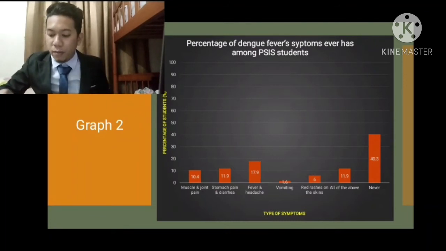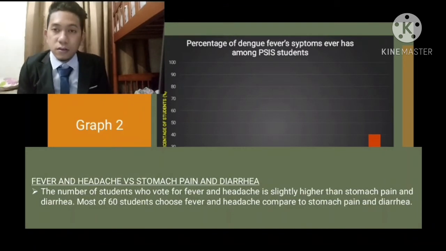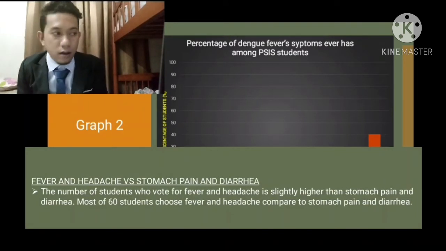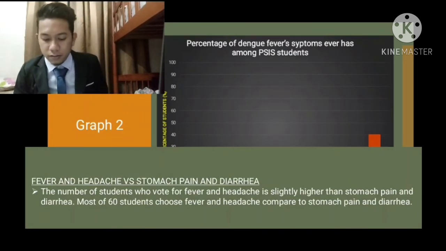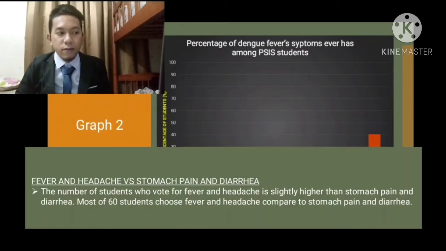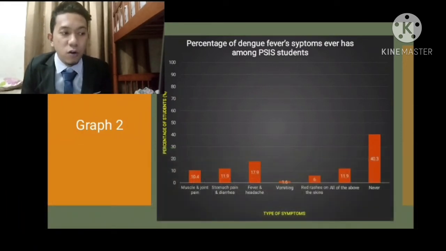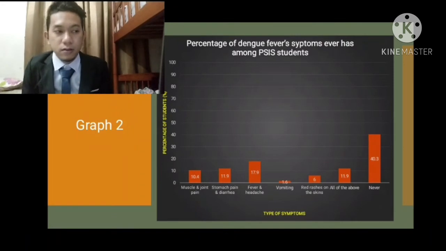And lastly, I will compare the voting of fever and headache and stomach pain and diarrhea among the Psis students. Clearly shown from this bar graph, the number of students who vote for fever and headache is slightly higher than stomach pain and diarrhea. Most of the 16 students choose fever and headache compared to stomach pain and diarrhea.